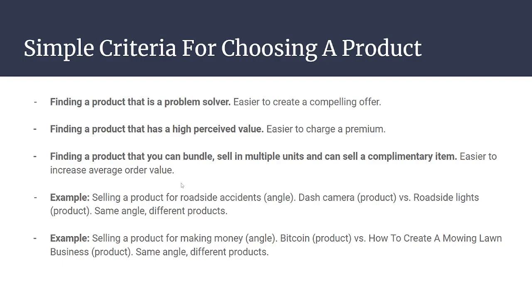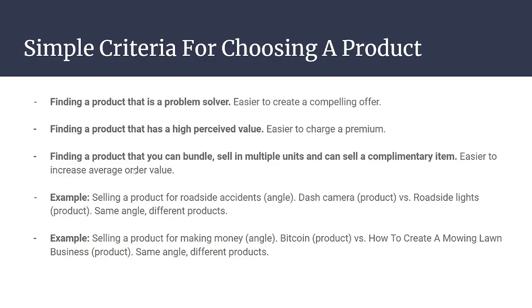Finding a product that is a problem solver, because it's easier to create a compelling offer. Finding a product that has a perceived value so that you can charge a premium. Compelling offer so that you can charge a premium. Very simple. Finding a product that you can bundle, sell multiple units, and sell a complementary item, so that, again, you can charge a premium and get a higher average order value.